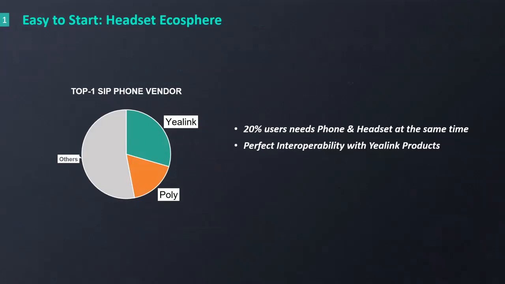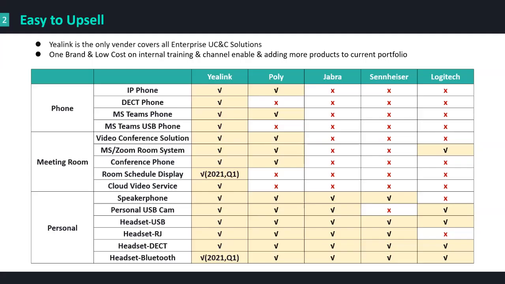And there's another one, it is easy to upsell. As you can see on this page, Yealink is the only vendor that covers all enterprise UC and CC solutions. All you need to do is add Yealink products into the whole portfolio, so your customer can know that Yealink is providing a whole solution. It is really easy to add handset sales volume and revenue into your hardware part. And also, Yealink keeps enough space for margin.